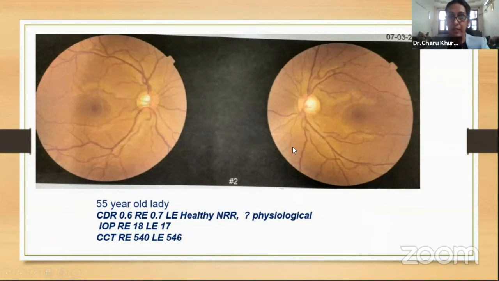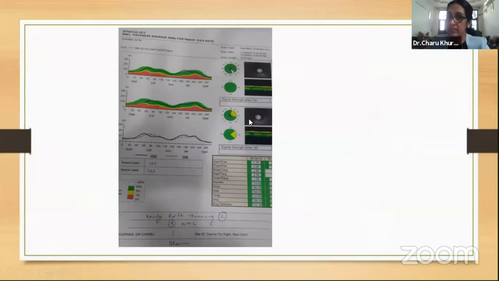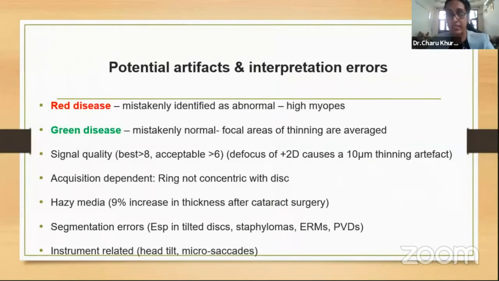Another example of cupping where we thought this could be physiological. The fields were okay. However, this patient had a temporal thinning, so we did not tell her she was completely okay. We said, you just have early loss. Since the pressures are right now okay, we will monitor you for risk factors, but we would still keep her on follow-up. So you have this whole gamut of scenarios that can happen, and OCT has to be done keeping our clinical findings as well as the other tests in mind.